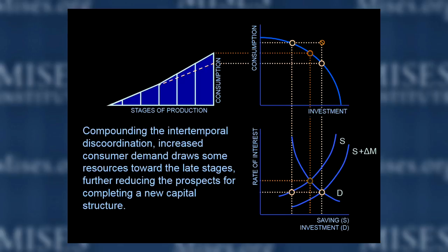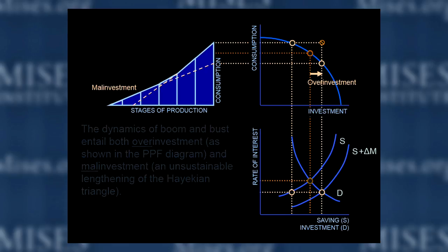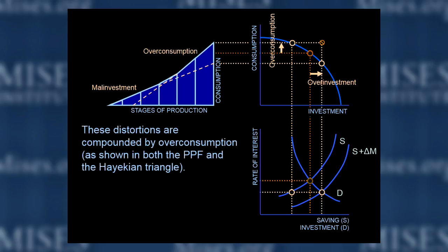Compounding the intertemporal discoordination, increased consumer demand draws some resources toward the late stages, further reducing the prospects of completing the new capital structure. In other words, people are consuming more rather than saving, and you get a distorted triangle in that direction. The dynamics of boom and bust entail both overinvestment, shown in the PPF, and malinvestment, the unsustainable lengthening of the Hayekian triangle. So you get malinvestment, overinvestment, and overconsumption as shown in both the PPF and the triangle.